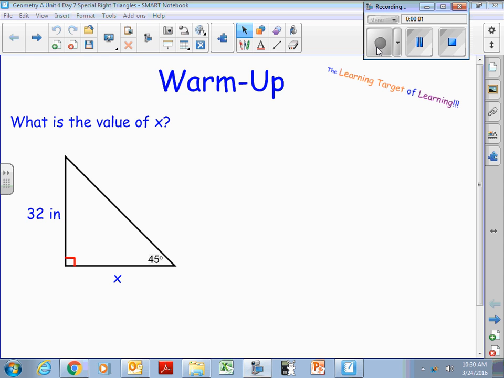Geometry A, day 4, day 7, special triangles.